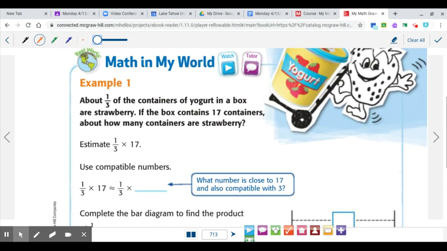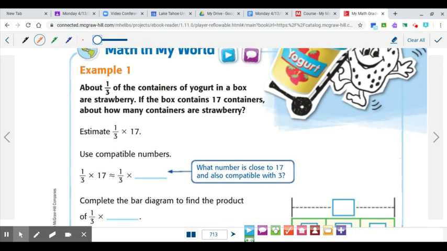So let's start with example 1 here. If we have about 1/3 of the containers of a yogurt in a box are strawberry, if the box contains 17 containers, about how many containers are strawberries? Well, I look at this problem here and I think 1/3 times 17, if I'm estimating this, there's nothing really compatible here. So I look at my denominator, which remember denominator is the number on the bottom of the fraction, and I see that it's a 3. So I'm not going to change that 3. I'm going to make this whole number become compatible with 3.